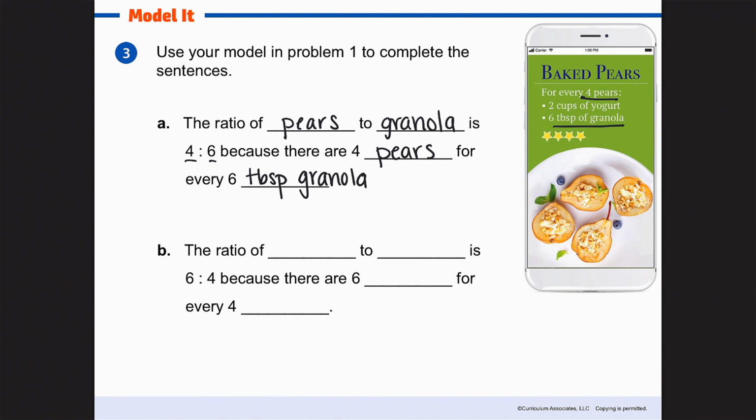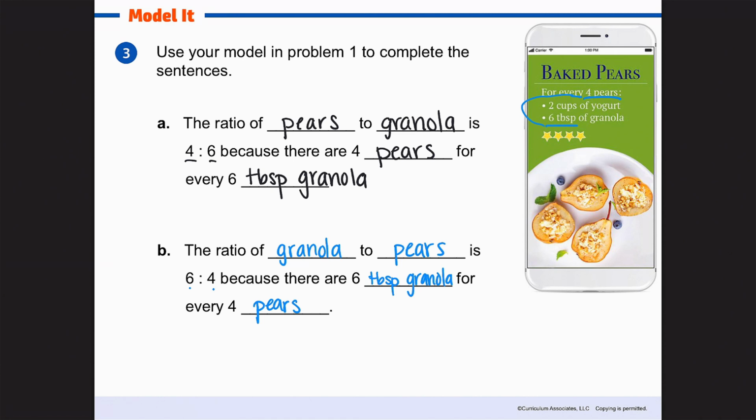In this next one, I'm going to be looking at the numbers 6 and 4. That means I'm going to be using granola to pears, so I'm going to use granola first. The ratio of granola, because that's my 6 value, to 4 pears is 6 to 4 because there are 6 tablespoons of granola for every 4 pears.